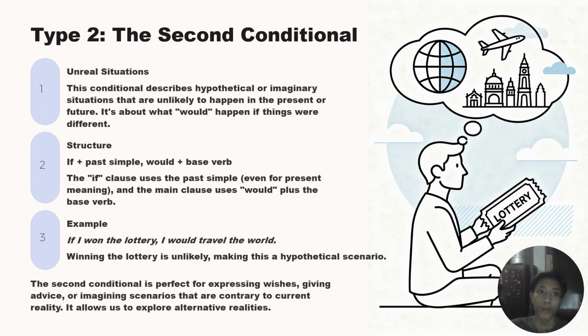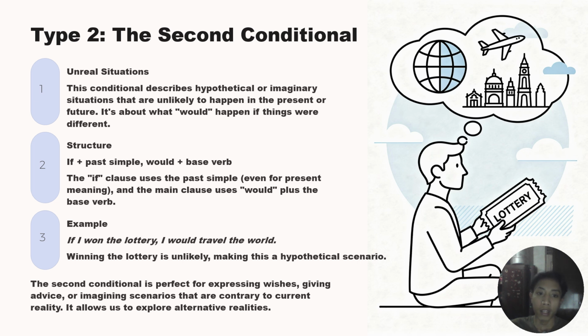Next is type 2, the second conditional. This conditional describes hypothetical or imaginary situations that are unlikely to happen in the present or future. It is about what would happen if things were different. The structure: if plus past simple, would plus base verb. The if clause uses the past simple. Example: if I won the lottery, I would travel the world.